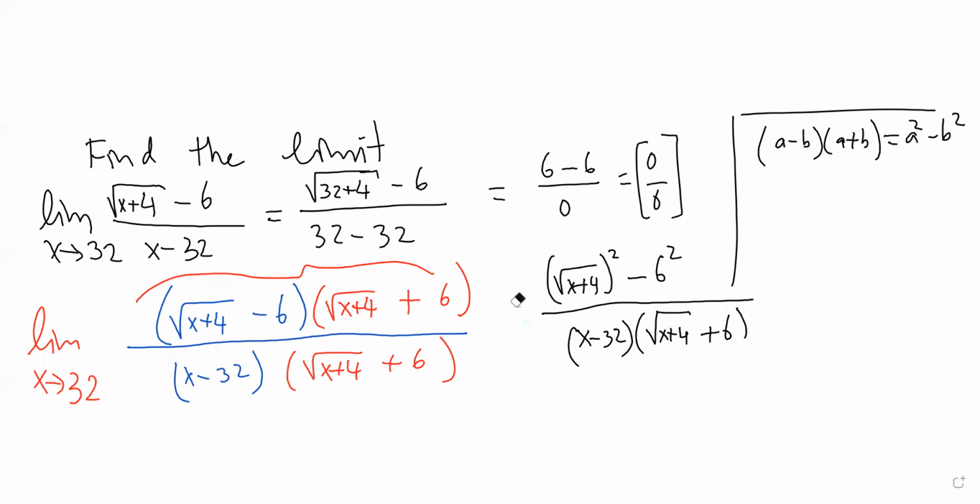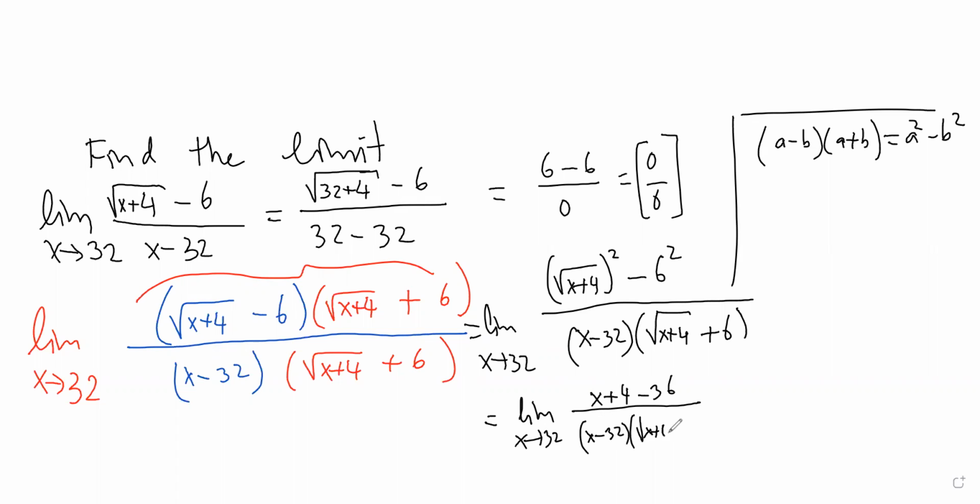The limit, we're going to carry the limit with us always, limit as x goes to 32. Now this is going to give us the limit as x goes to 32, and the square root is going to cancel the radical, so you'll get x plus 4 minus 36 over this. And that's exactly going to be x minus 32, because 4 minus 36 is negative 32.